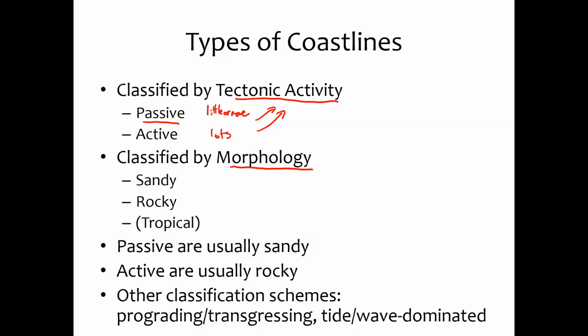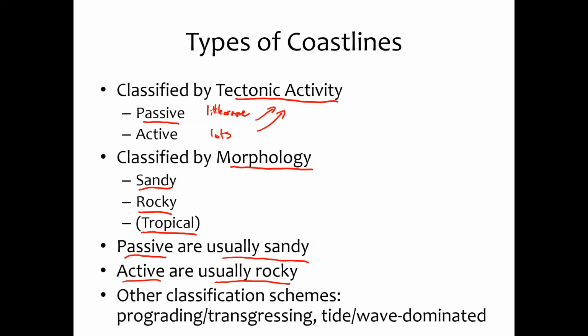Classified a different way, we can classify those same coastlines as being sandy or rocky. So that's pretty self-explanatory. Or occasionally we can add a sort of subclassification called tropical, where we've got coral reefs nearby. Turns out these are pretty related to one another. The passive coastlines are usually sandy, and the active coastlines are usually rocky. That plate tectonics ends up pushing up a lot of things, right? So if you've got a convergent plate boundary, you might be lifting your coastline a little bit.